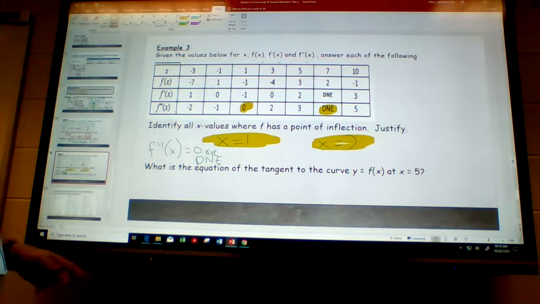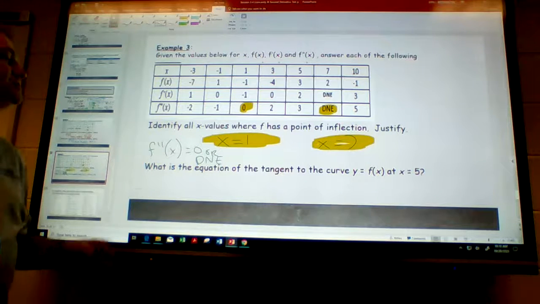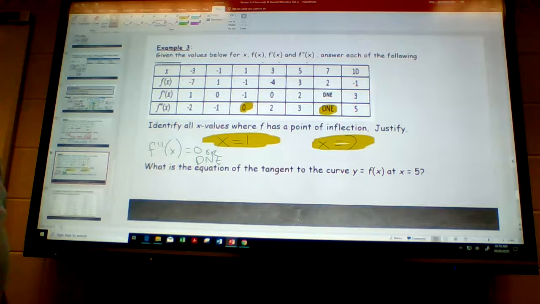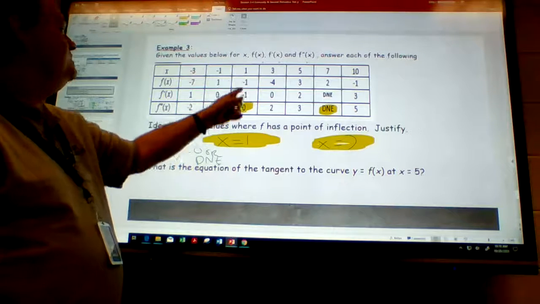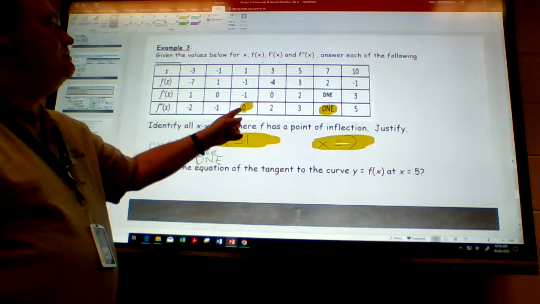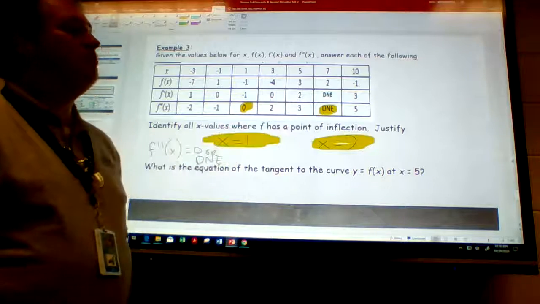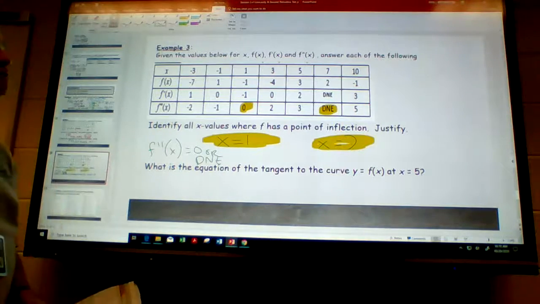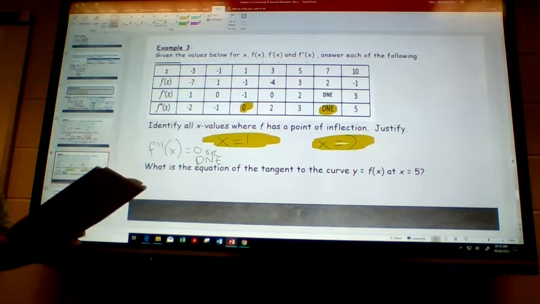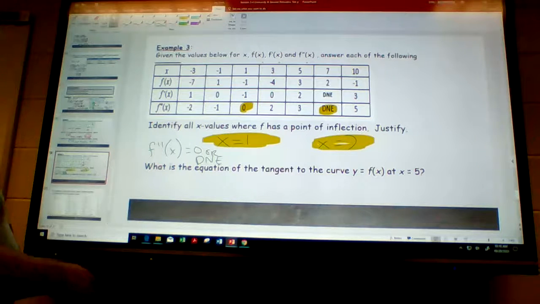Now, identify all the values where f has a point of inflection. Now remember, a point of inflection is when f double prime of x is equal to 0 or it does not exist. Well, if we look here at x equals 1, f double prime equals 0, and here f double prime does not exist. So that means that our points of inflection are at x equals 1 and also x equals 7.